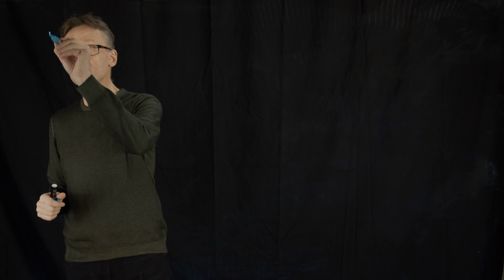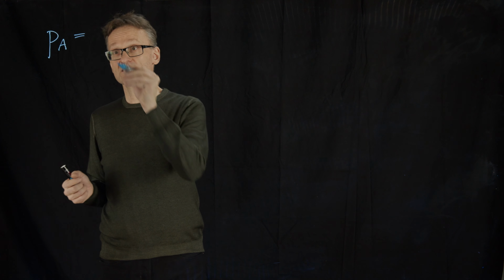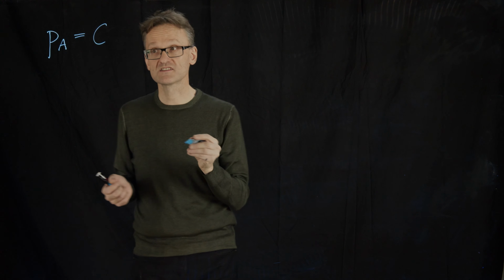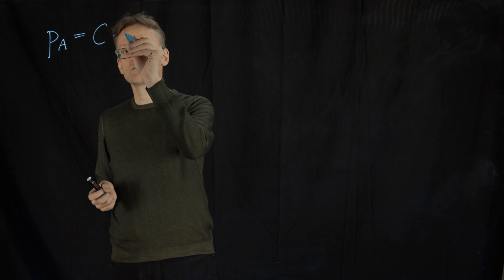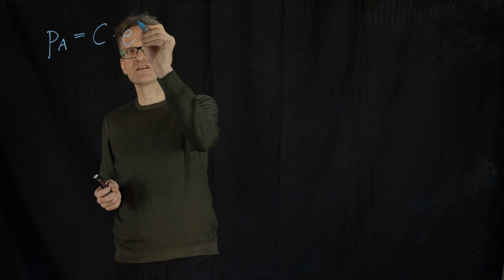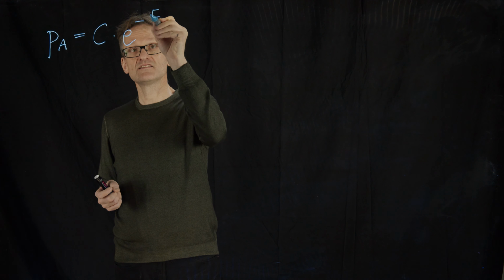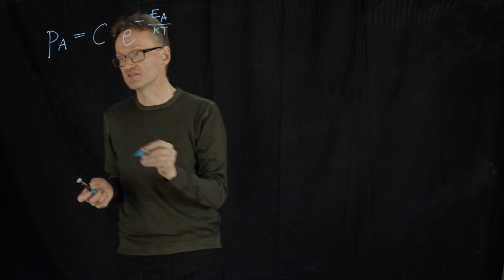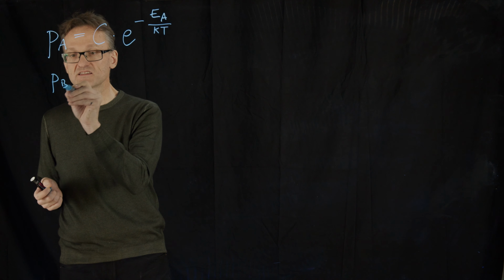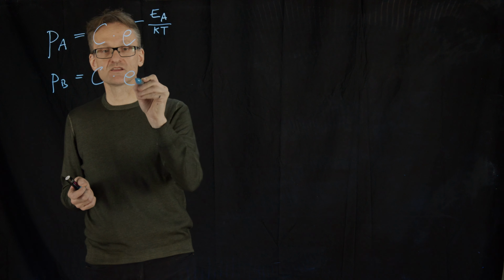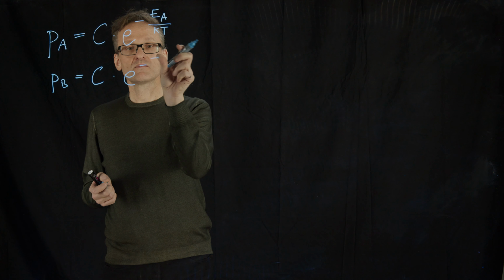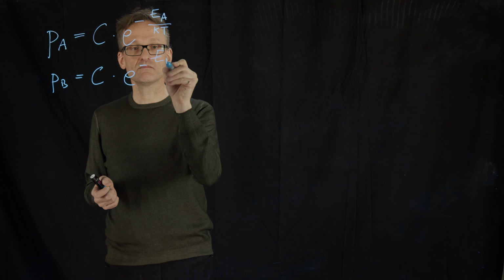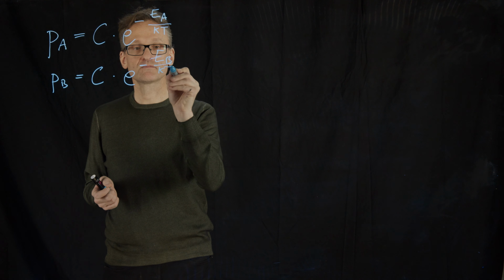So the probability of being in state A, let's say that P_A, and here I'm going to use a constant. There is some constant, I just don't know what it is. That is equal to a constant multiplied by the exponential raised to minus the energy in state A divided by kT. And similarly, we know that the probability in state B equals the same constant multiplied by the exponential raised to minus E_B divided by kT.